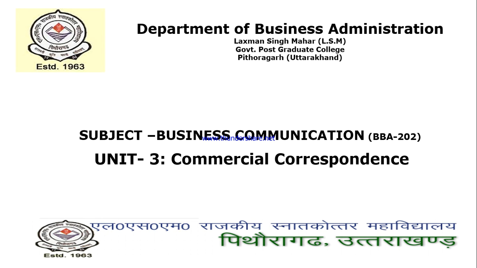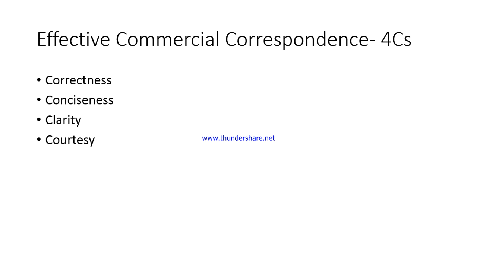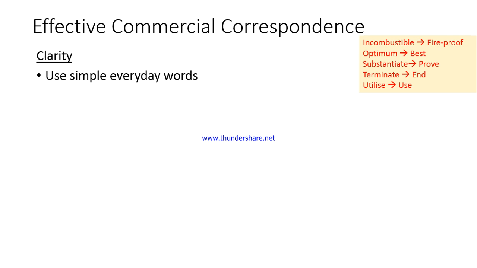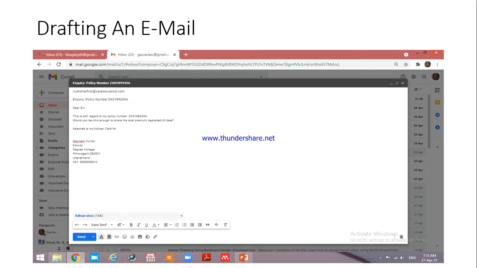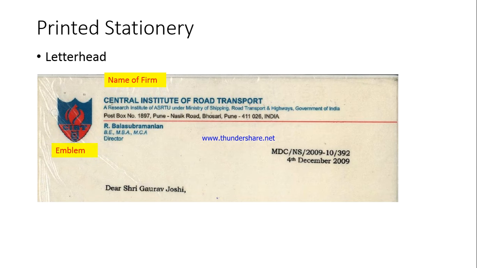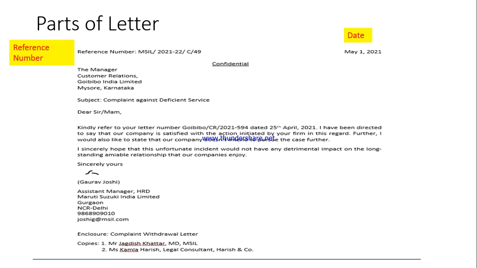Hello friends, in Unit 3 we have been discussing commercial correspondence. We started with a brief introduction of commercial correspondence, then we followed it up with a discussion on the 4 C's of effective commercial correspondence. Then we talked about using email accounts. Then we moved over to the printed stationery which you use to send across letters in organizations. And then we also talked about the different parts of a letter.